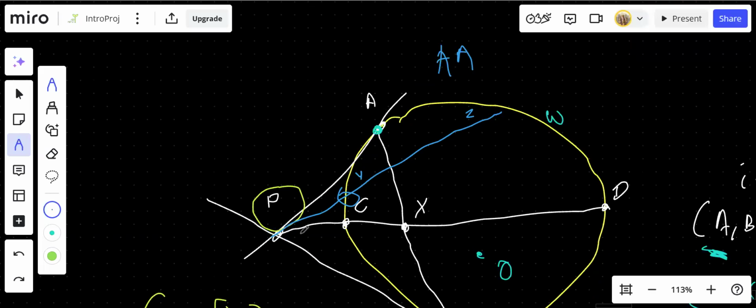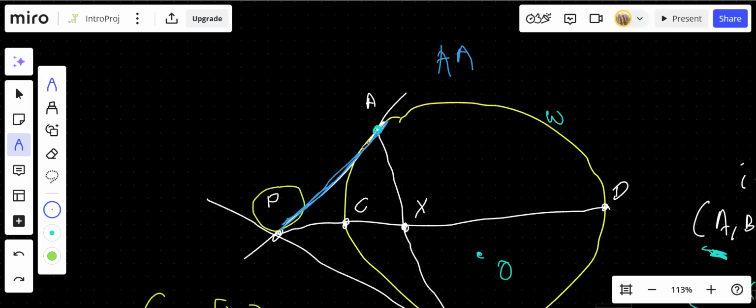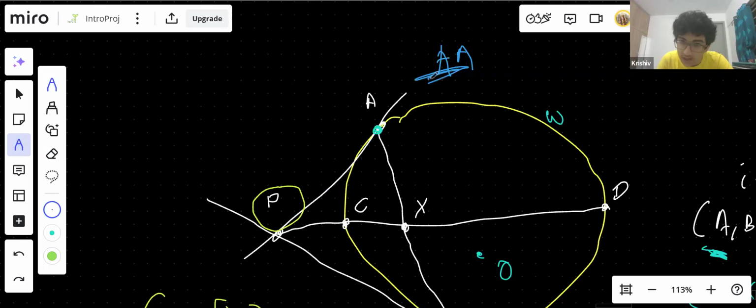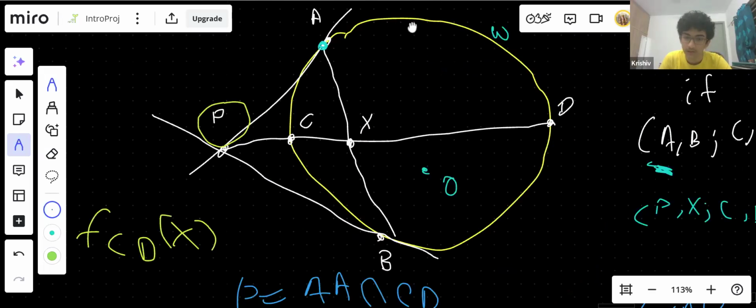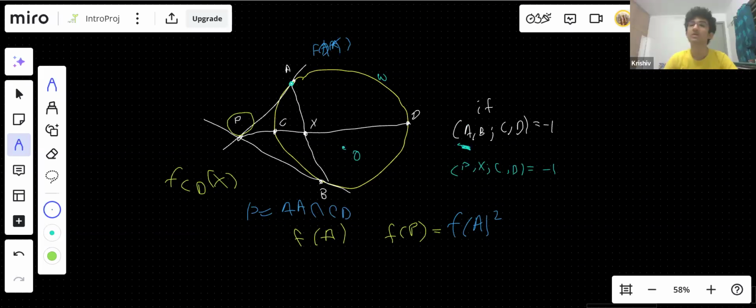Yes. Okay. And so now when y and z get closer together, it just becomes a tangent. It becomes AA. So it's f of a times f of a, which is f of a squared. That's it, done. Great question. I hope everything is clear up till now.